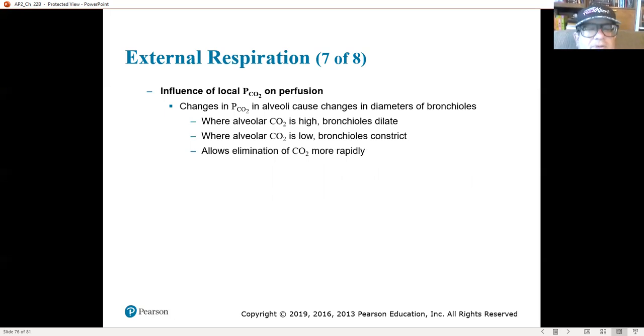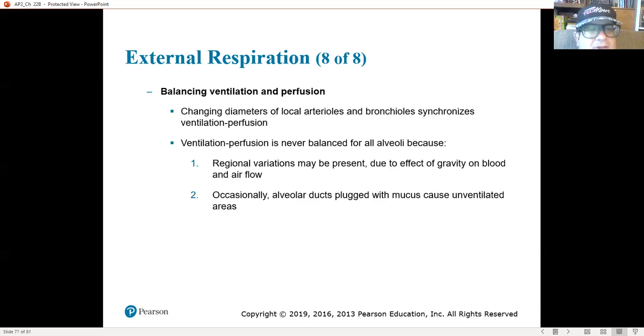Influence of carbon dioxide and perfusion. Changes in carbon dioxide in the alveoli change diameters of bronchioles. If the carbon dioxide level in an alveolus is high, we open the passage that lets us breathe out that carbon dioxide laden air. If the alveolar carbon dioxide is low, we constrict because it's not as important to get rid of that air. This lets us breathe the carbon dioxide out more quickly.